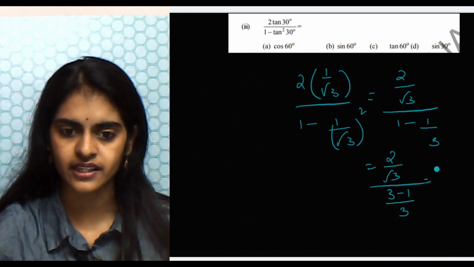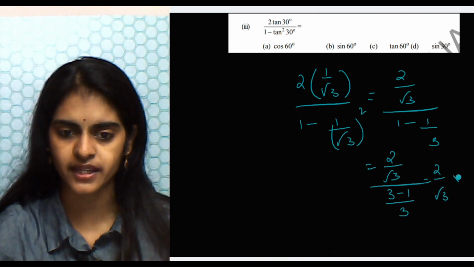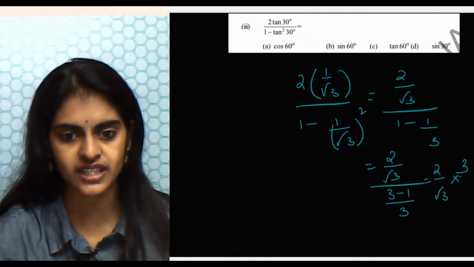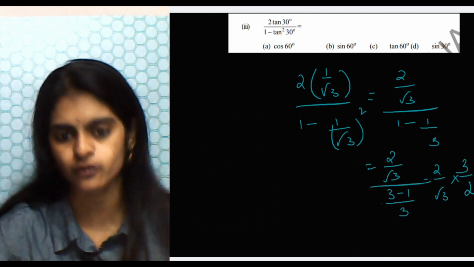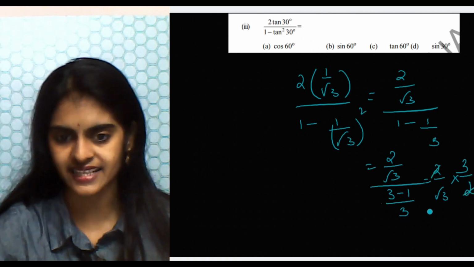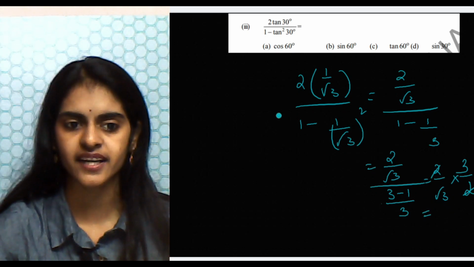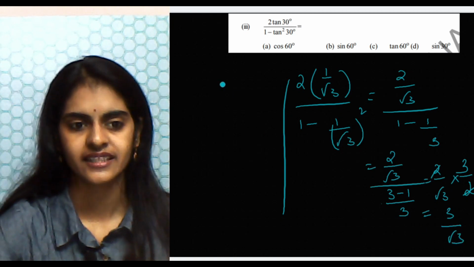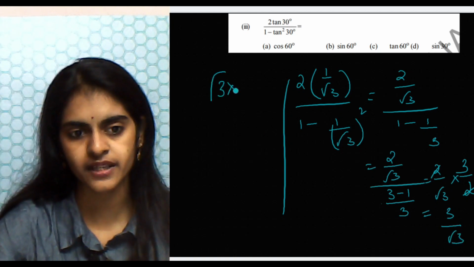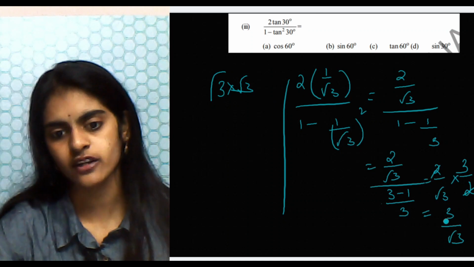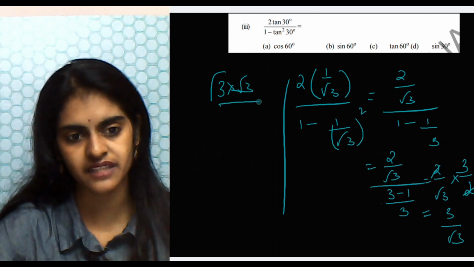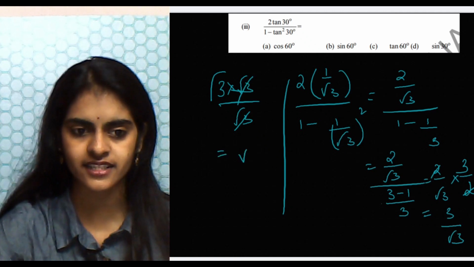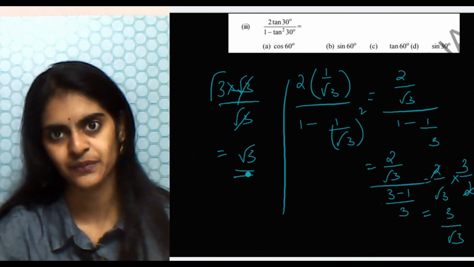So this you can write as 2 divided by root 3 multiplied by this fraction. If it goes to the numerator, it becomes reciprocal. So it is 3 divided by 3 minus 1, which is 2. So the 2s get cancelled. Now this is 3 divided by root 3. This 3 you can write as root 3 multiplied by root 3, divided by root 3. So one root 3 gets cancelled, and the answer is root 3, right?